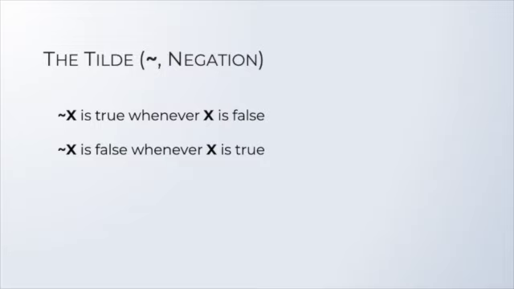And that makes sense as well, right? If it is true that Al went to the show, then it is false that Al didn't go to the show. And if it is false that Al went to the show, then it is true that Al didn't go to the show. So in these cases at least, the tilde does a good job at modeling English negation.